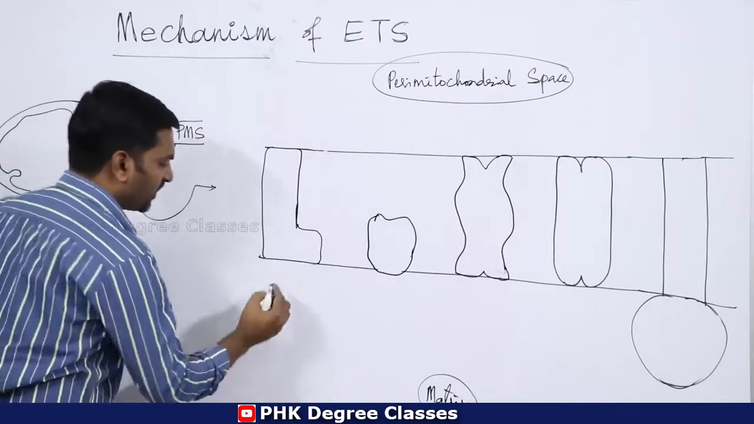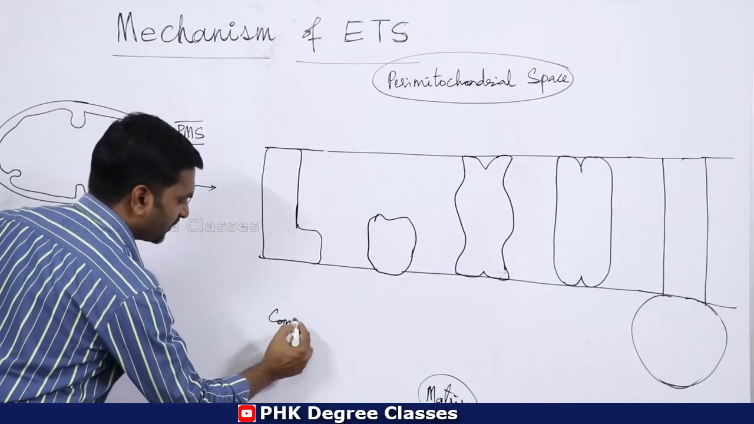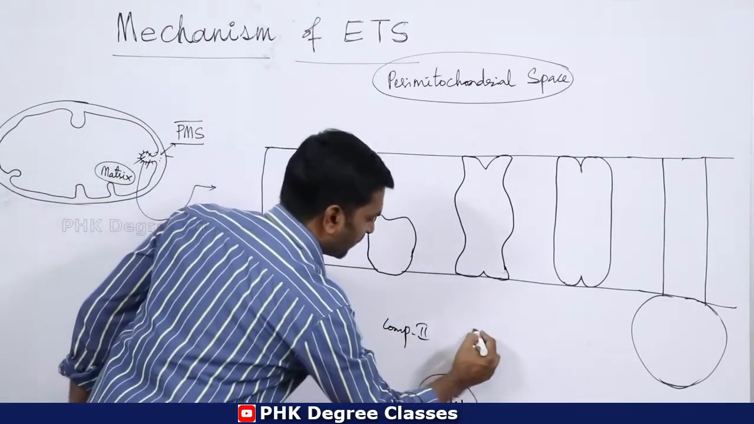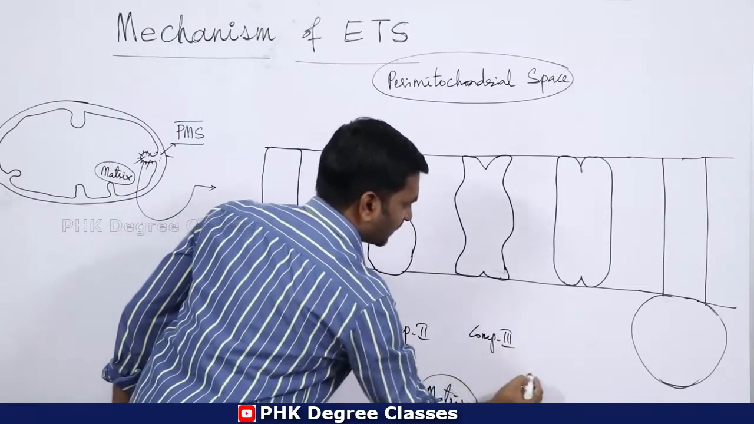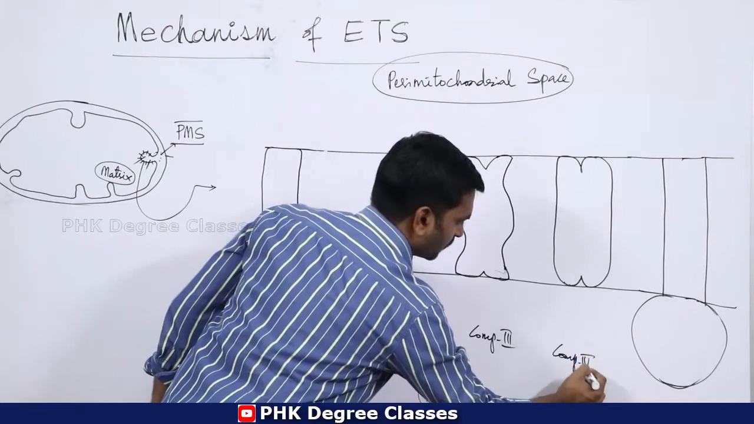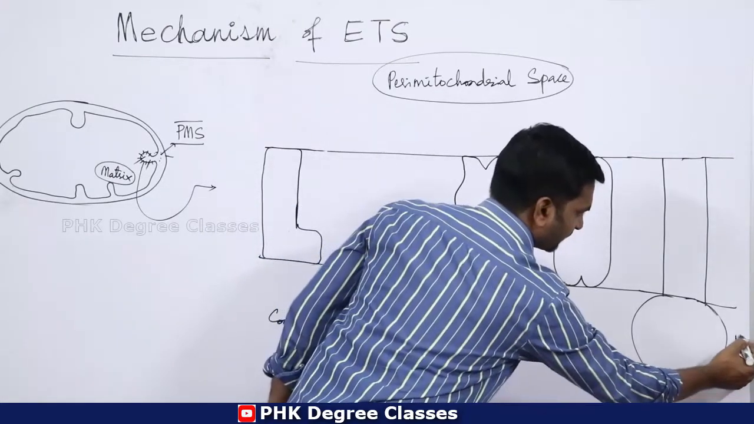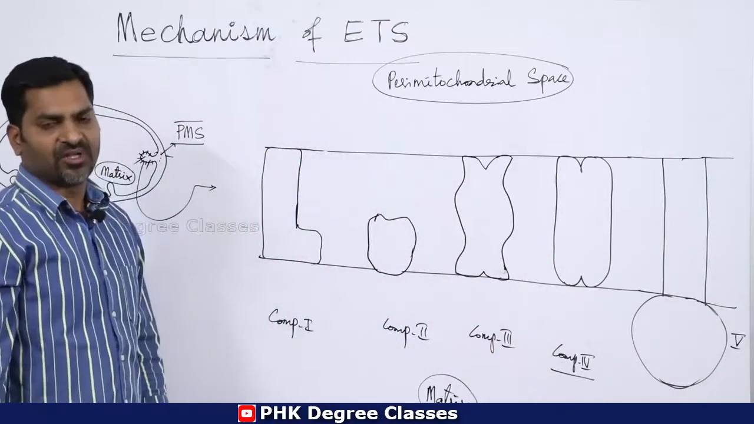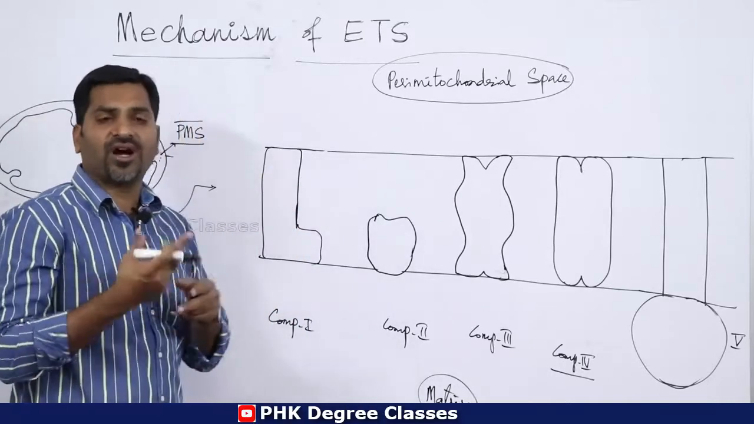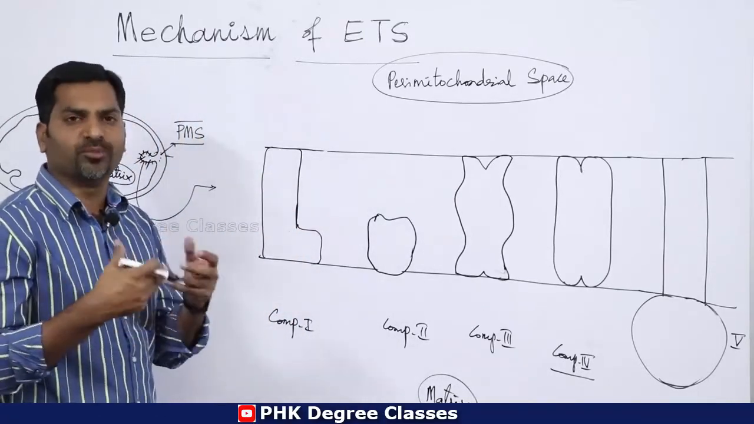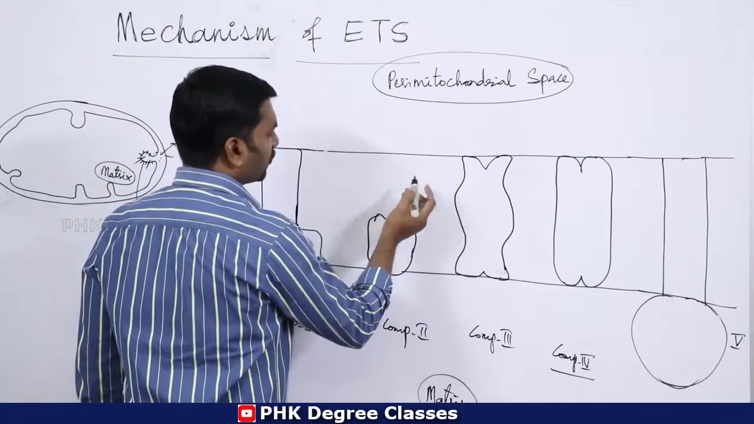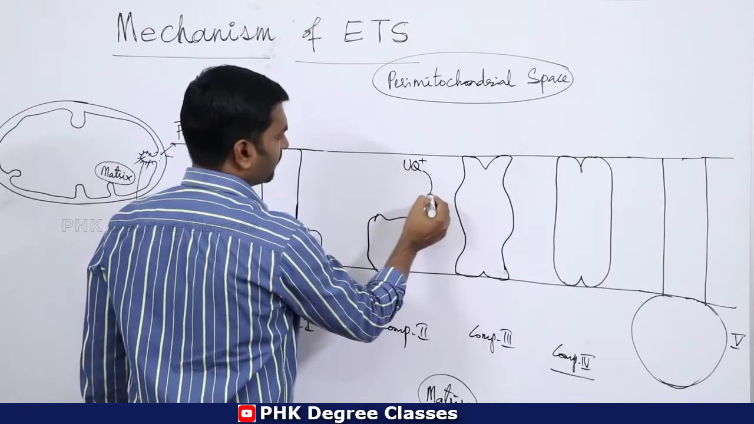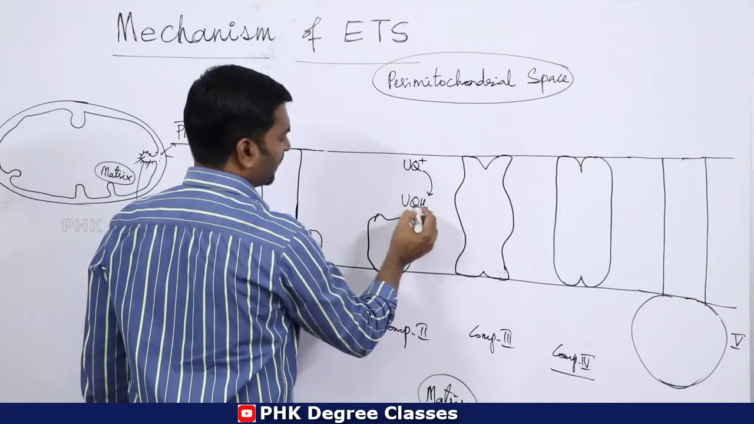Then come to complex 1. This is complex 1, this is complex 2, this is complex 3, this is complex 4, and this is complex 5. So complex 1, complex 2, complex 3, complex 4 and complex 5. Apart from all the 5 complexes, we have other mobile electron carriers. One is ubiquinone, that is UQ. So this is ubiquinone.